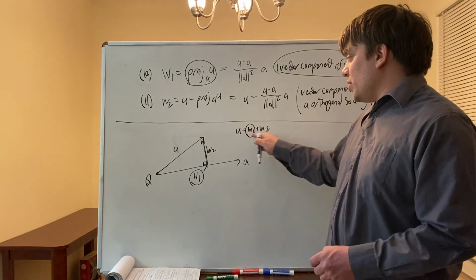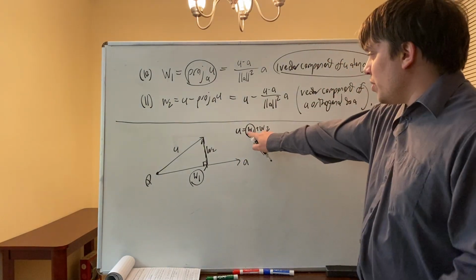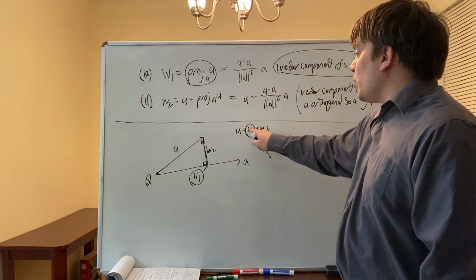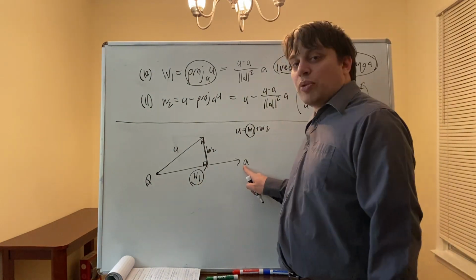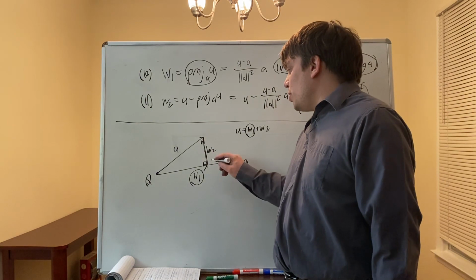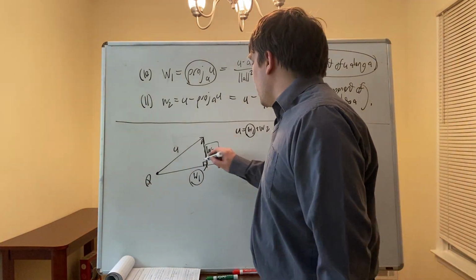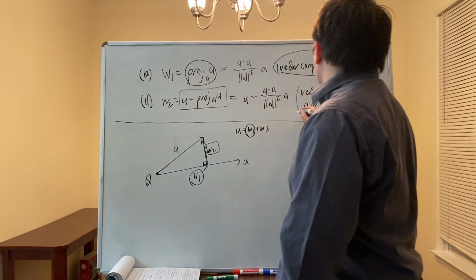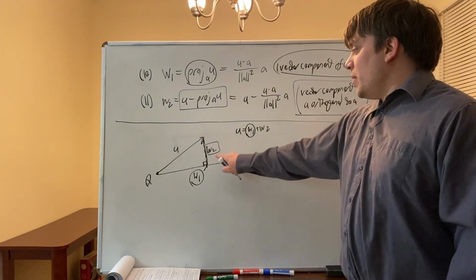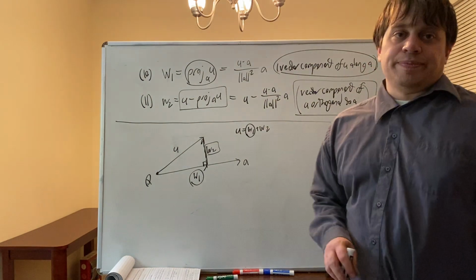So the components of u are each of the two vectors, w1 and w2, that you add to get u. One component is w1, the other component is w2. The vector component of u along a is the vector that's a scalar multiple of a. The vector component of u orthogonal to a is w2, because that's the vector that's orthogonal to a. So w2 here is the vector component of u orthogonal to a. And this is the vector component of u along a.